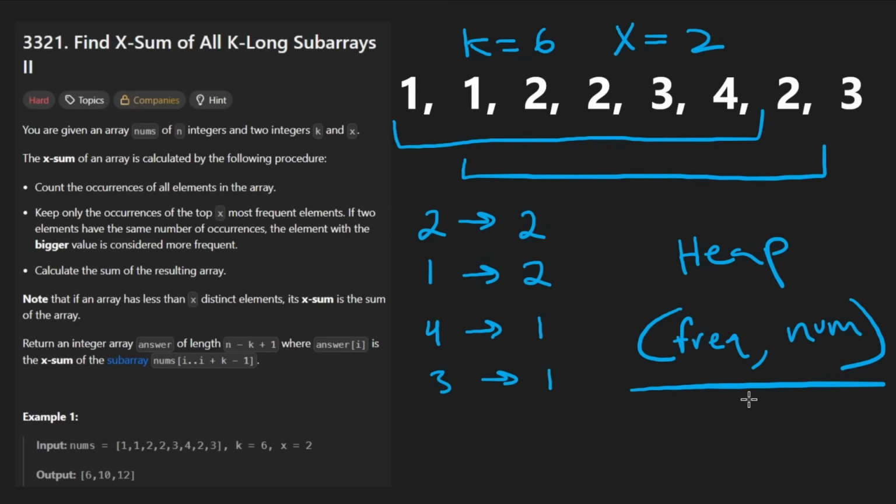Well, it seems possible because assuming it's a max heap, we pop the most frequent one. If there's a tiebreaker, it'll use the number automatically. That's great. So we pop this guy. Okay, that's fine. We do 2 times 2. That's like the sum of these. Okay, and then we keep going.